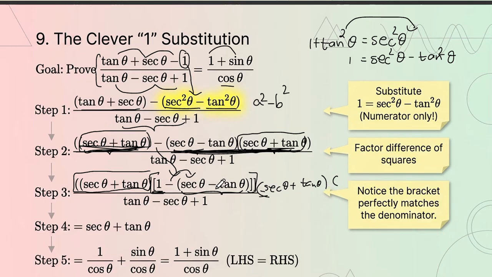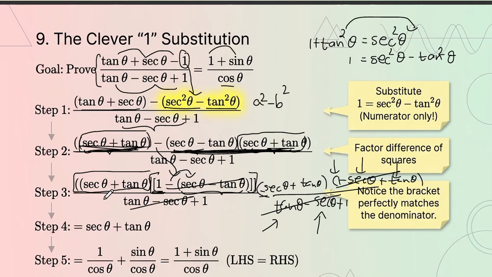In the second bracket, 1, then if you multiply minus inside, we will get minus sec theta, minus minus plus tan theta. So if you look at the denominator, it is exactly the same thing: tan theta minus sec theta plus 1. Okay, 1 is there, minus sec theta is there, and plus tan theta is there.